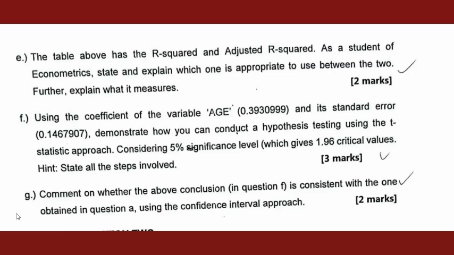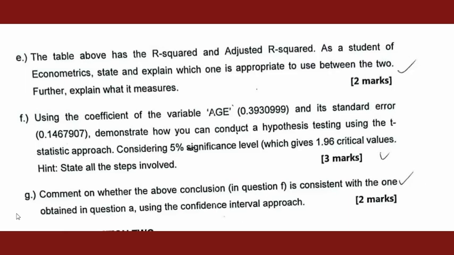Well, adjusted is better. And this is because R squared has a tendency of increasing when irrelevant variables are added to it. But when it comes to adjusted, it detects this, either by increasing or decreasing according to the significance of the variable. So I think we need to pick adjusted, then we need to explain just like what I've said. So that's it for that question.